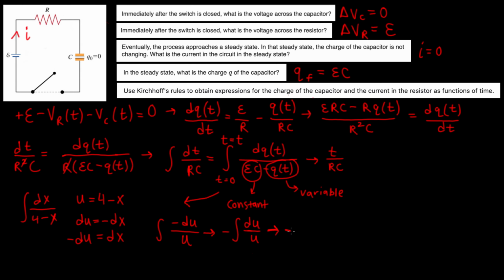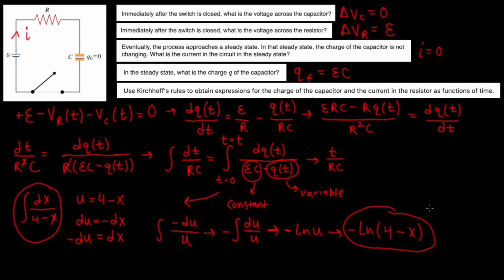And so the integral of du over u is just equal to the natural log of u. Or in other words, the integral of 1 over u is just equal to the natural log of u. And so remember that the u variable was equal to 4 minus x. And so if we substitute in 4 minus x for the u variable, what we actually get is this final expression. So the result of this integral right here is this expression right here. So the integral of 1 over 4 minus x is equal to the negative natural log of 4 minus x.